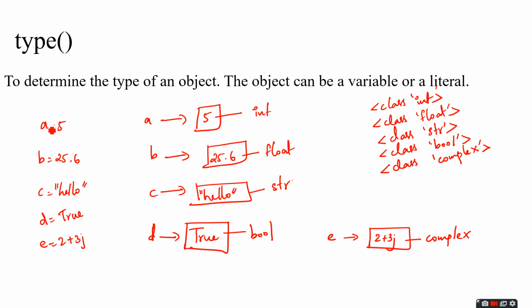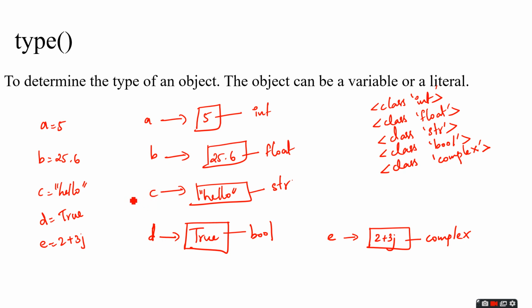Now see here, a = 5 means a refers to the value 5. The type of the value 5 is integer, and the type of the variable will also be integer. In the same way, b = 25.6 means it refers to the value 25.6 and the type is float. That means type means the type of the value. It is also known as the data type. If the value is float, the variable referring to it will also be float.